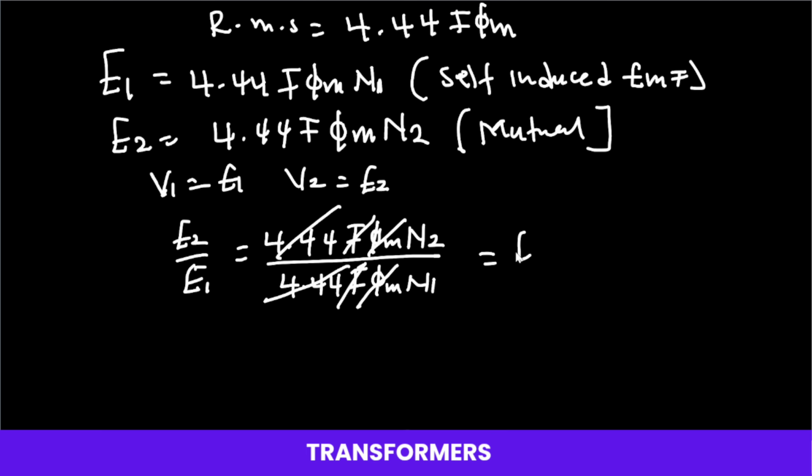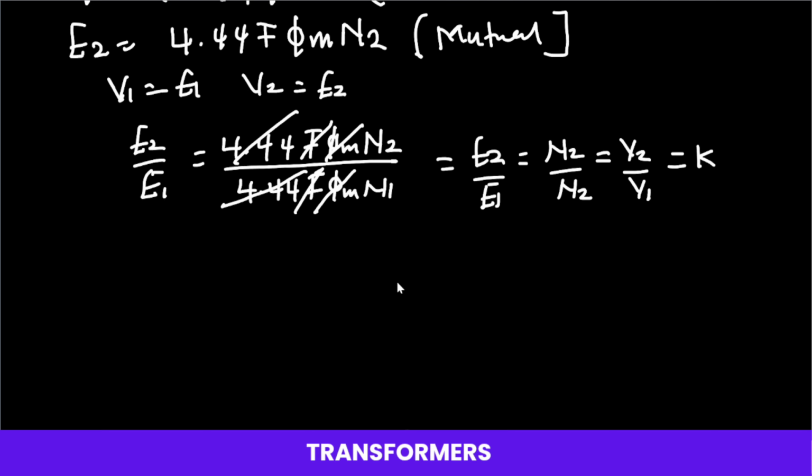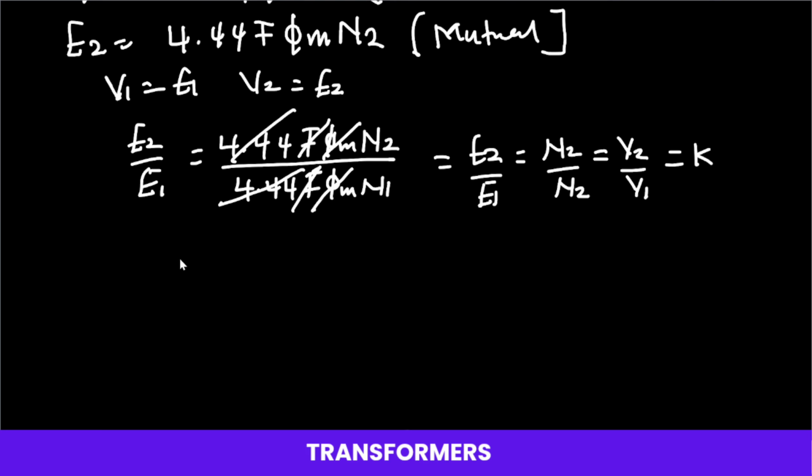Therefore we can say E2 over E1 is equal to N2 over N1, which is equal to V2 over V1, which is equal to K. This K parameter is very important because it is what we term the transformation ratio. The transformation ratio helps us to know whether a particular transformer is a step down transformer or a step up transformer.